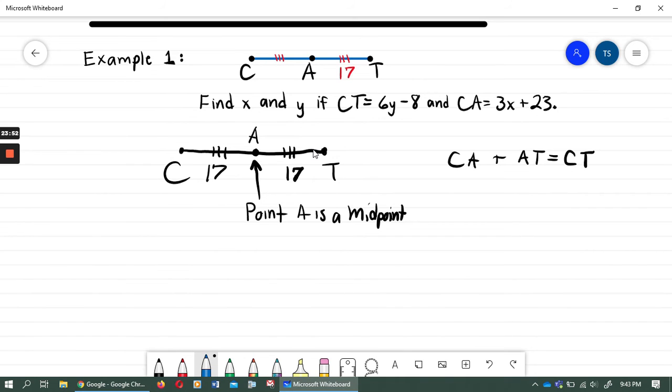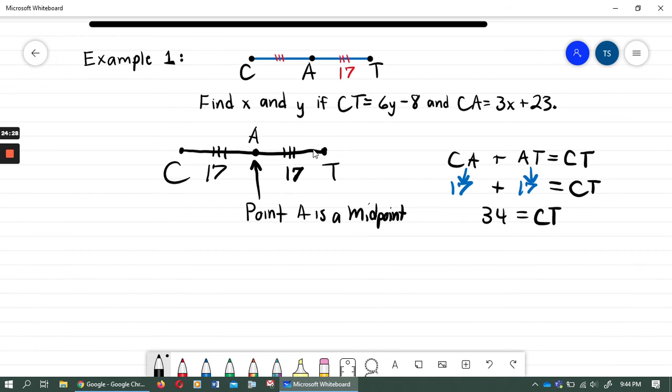I said clearly, Charlie. All right, it's clearly 17. And the length of segment AT is clearly 17. So if that's the case, when we add those two parts together, it's got to give us the length of the whole thing, which means the whole thing has to be 34. So CT has to be 34.